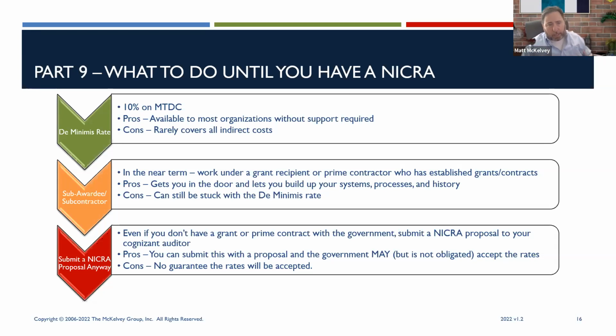In the near term, my recommendation is ideally, if you don't have a NICRA, you work under a grant recipient or prime contractor who has established grants and contracts. Basically, you subcontract or subaward. The reason is that you can more likely get the work because you're a level below the government. You might be able to negotiate terms with the prime contractor or the grantee. It lets you get in the door and build up your systems, processes, and history.